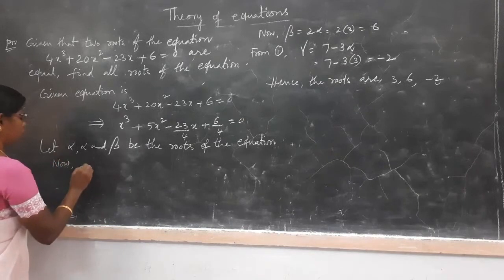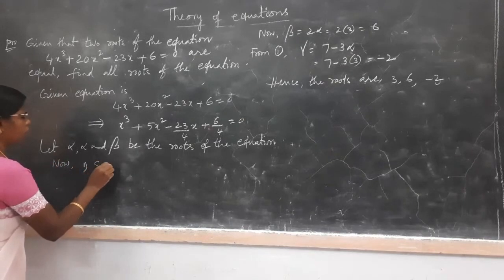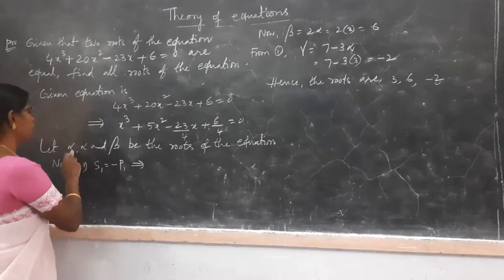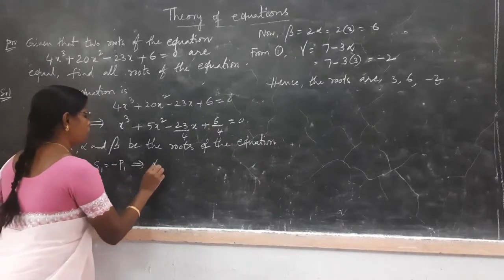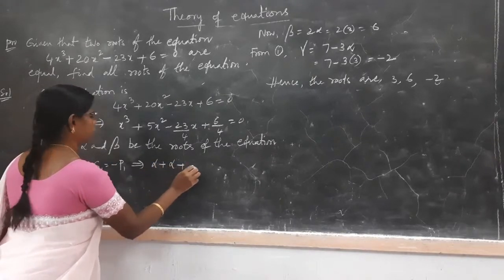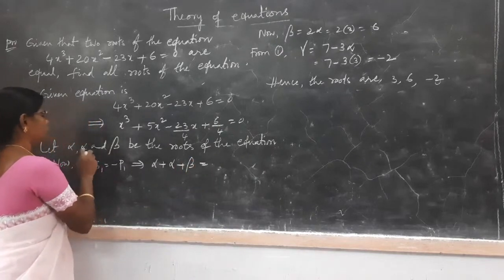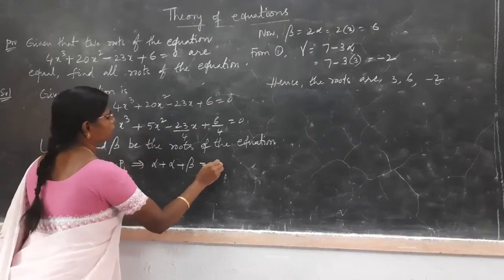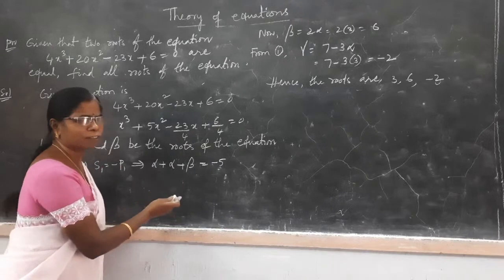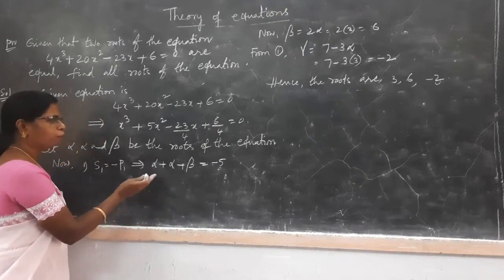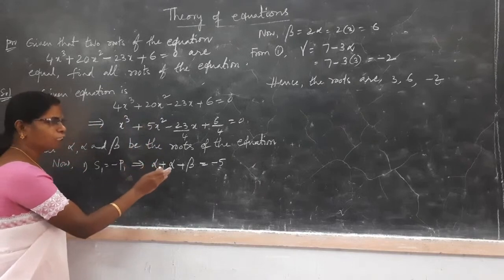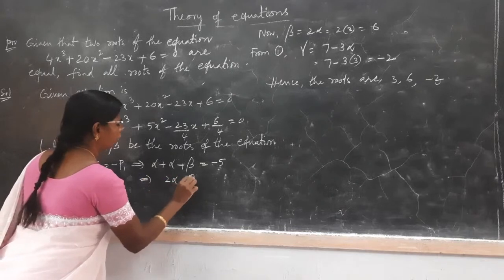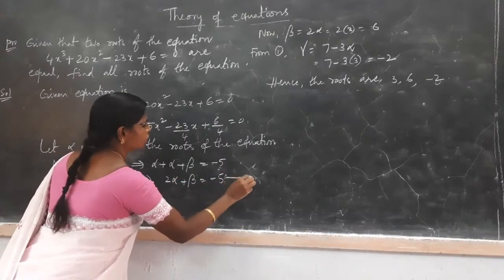Now the first one: s1 is equal to minus p1. This implies s1, that is the sum of all roots, let's write: alpha plus beta is equal to s1, which is equal to minus p1. This is p1, so minus p1 is minus 5. So it is a very easy concept, don't get confused. And if you observe the previous classes, it is very easy to write all these things. 2 alpha plus beta is equal to minus 5. This is 1. Okay.